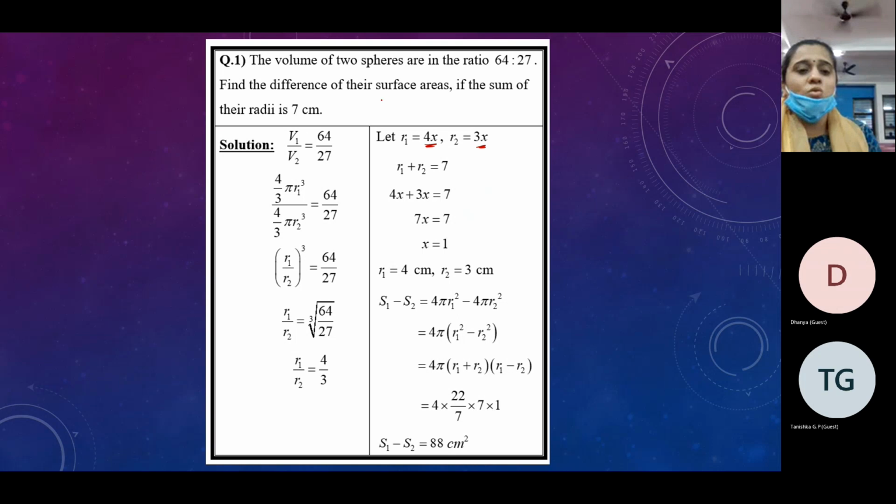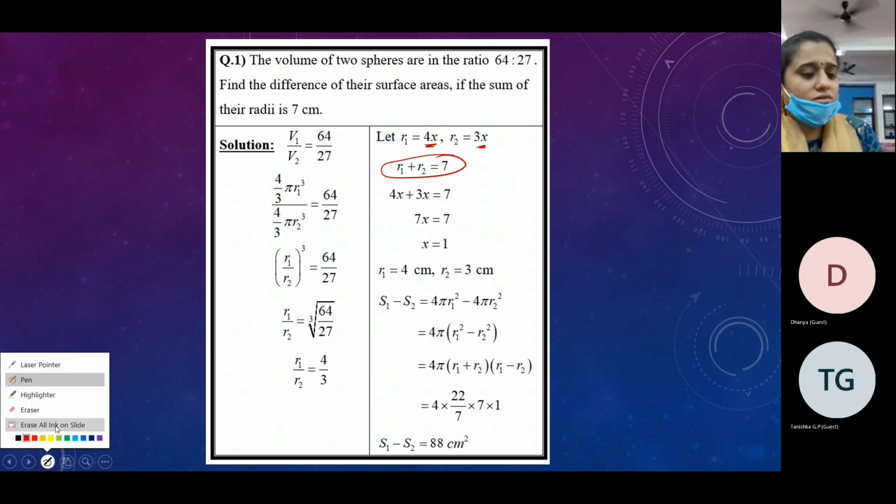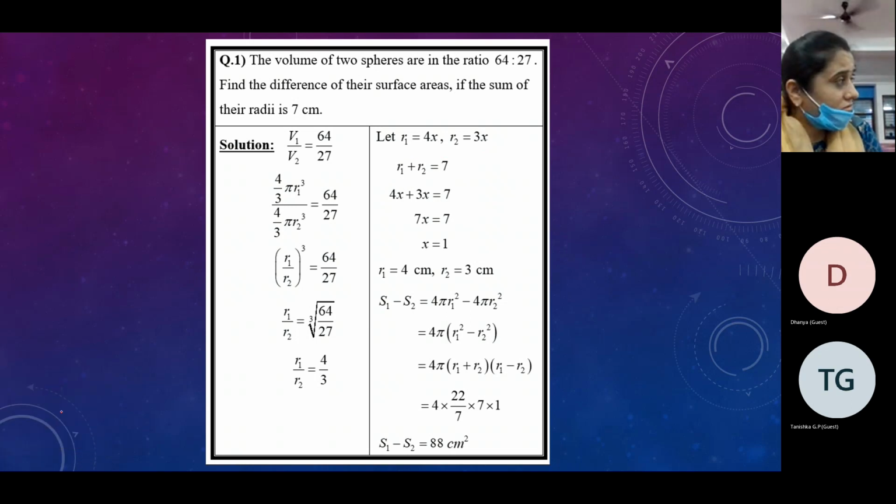Then what is given? Continue, Arjun. Why have we written R1 plus R2 is 7? It's given that the sum of the radii is 7 centimeters. So sum means R1 plus R2, difference means R1 minus R2.